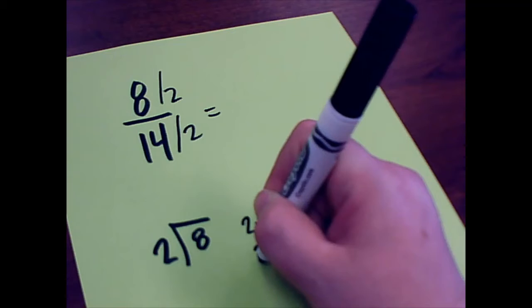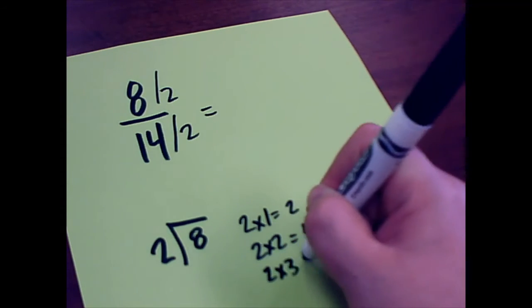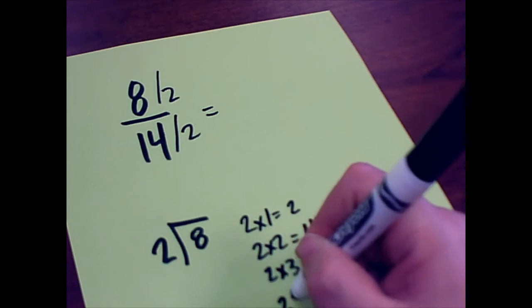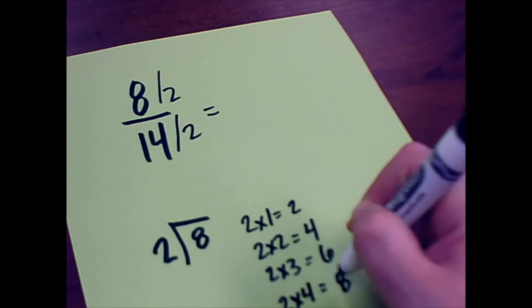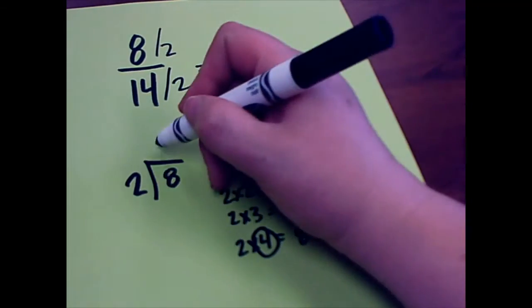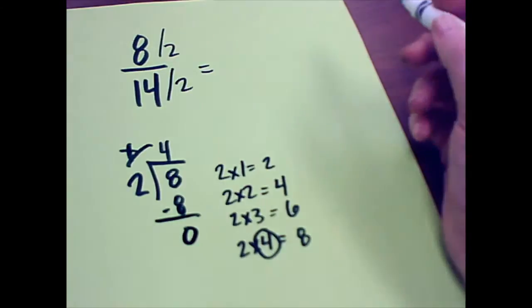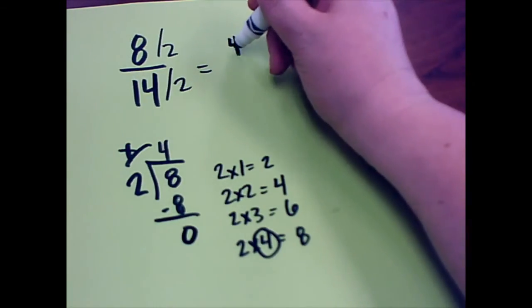2 times 1 is 2. 2 times 2 is 4. 2 times 3 is 6. 2 times 4 is 8. So I know that 2 goes into 8 4 times. Okay, so I know that that's going to be 4.